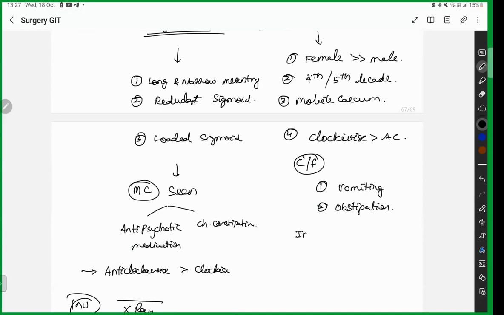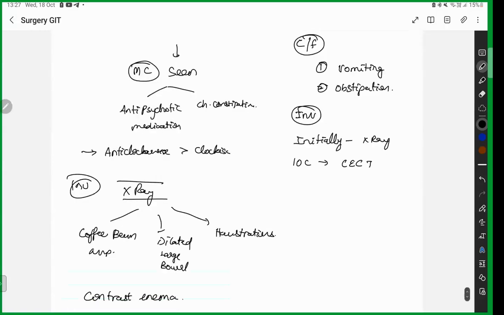And what investigation are you going to perform? Initially you're going to go for X-ray abdomen, but the investigation of choice is going to be CECT.